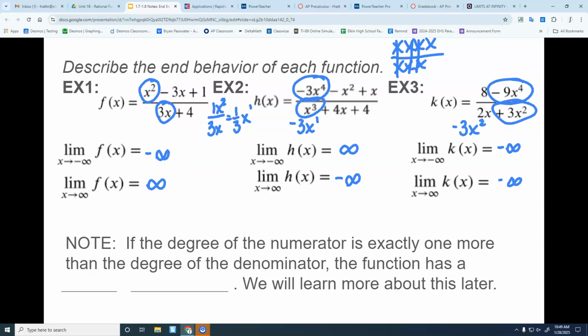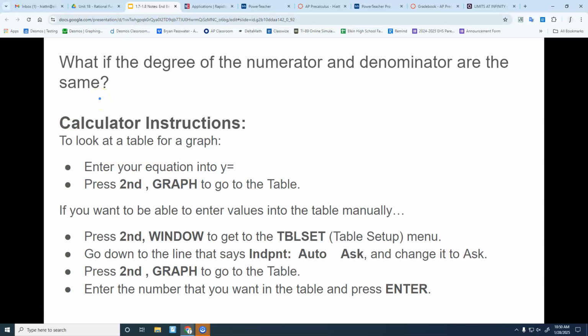Now I do want to put a note here. If the degree of the numerator is exactly one more than the degree of the denominator, the function has a slant asymptote, which is a little bit hard to find, and we will learn more about it later, but not in this section of notes. So just know that number 1 and number 2 would have a slant asymptote. It doesn't change the behavior; it still goes to positive or negative infinity. But something to think about.